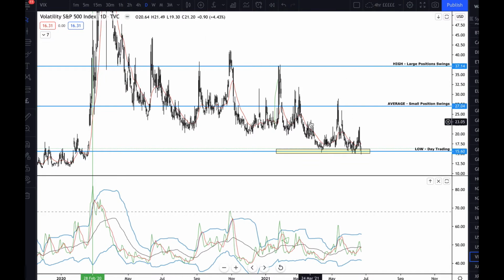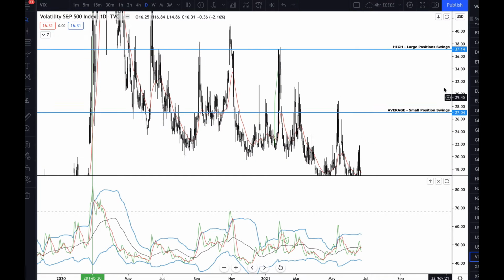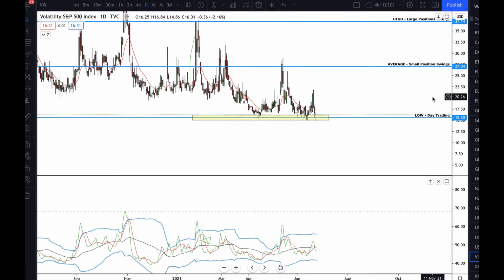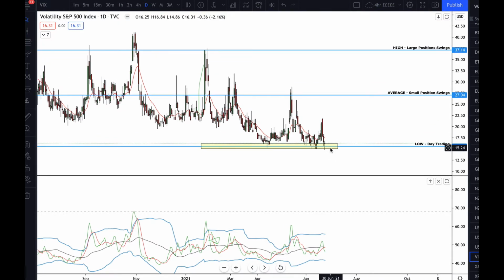Here we're looking at a VIX chart. If you just type in VIX within TradingView, it will come up. And we're currently looking at volatility at around 15.6, which is at our current low for day trading only.